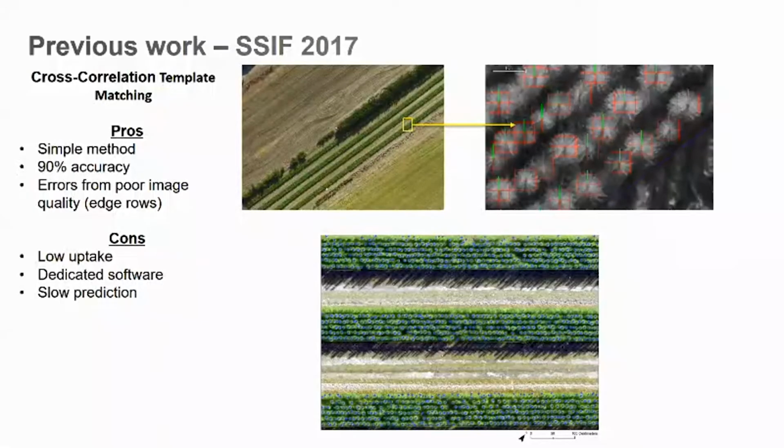This project expanded core-funded research that we did in 2017. In the previous research, we showed that cross-correlation template matching, a very simple image processing technique, could achieve 90% accuracy where the image quality was high enough. However, this method achieved low uptake because it required dedicated software and it was very slow to make predictions.